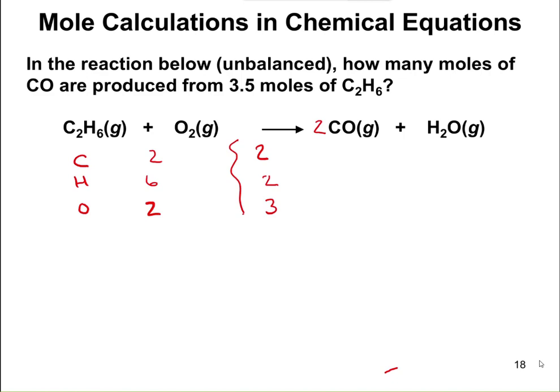Next up, we're going to need more hydrogens on the product side, right? So we're going to need a 3 there. Now we're going to change the number of hydrogens to 6. And now for oxygens, we're going to have 3 over here with the water and 2 with the carbon monoxide, right? So 6 there, and we're going to have 5 of oxygen.